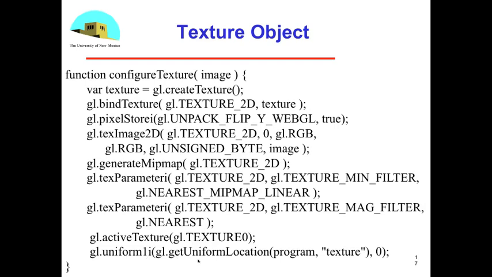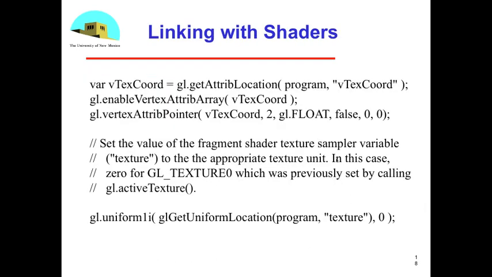First I have to get the location of that parameter from my program object, which we assume has already been compiled. The name texture is the name that's inside of the fragment shader that I'm using, and 0 refers to texture unit 0. So now this is setting up the whole texture object, and now I have to do one more final thing, which is to link that together with the shaders, but it gets linked exactly like everything else. I set up the texture coordinates exactly as before as a vertex attribute.